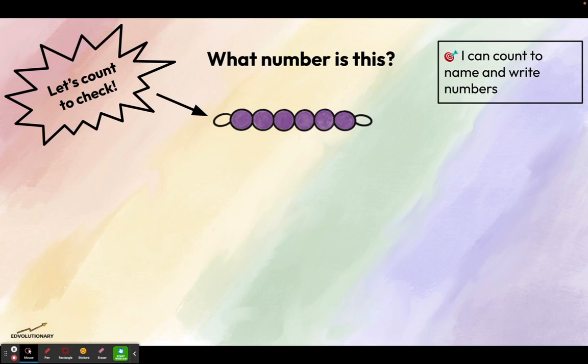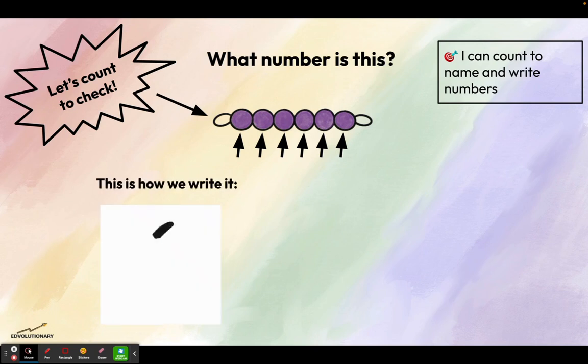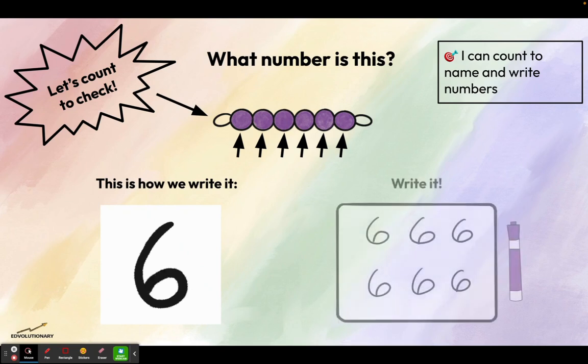And then we'll say, "Let's count to check. 1, 2, 3, 4, 5, 6. That shows 6. This is how we write it." And let the GIF fully play and then say, "Now you write it on your whiteboard."